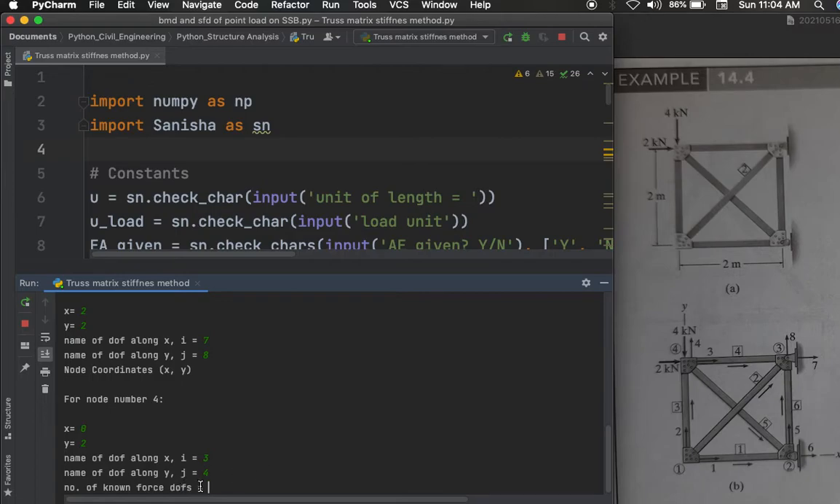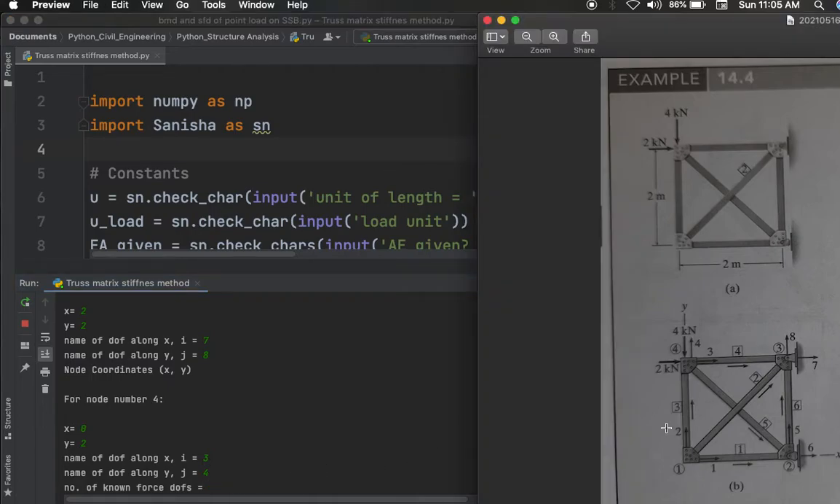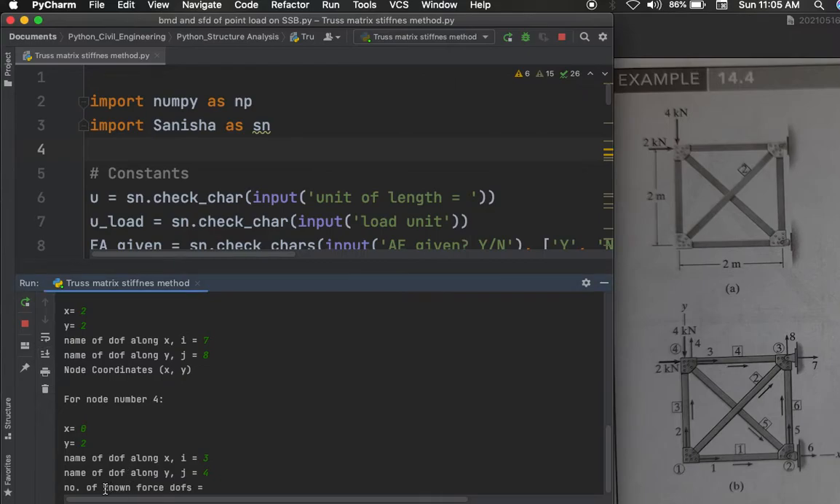How many degrees of freedom are known? I mean, what do you mean by a number of known force degrees of freedom? I mean, how many nodes have forces which are known. Okay, I could name this something less confusing. I think this is a confusing sentence here.